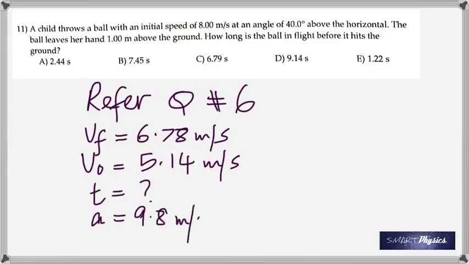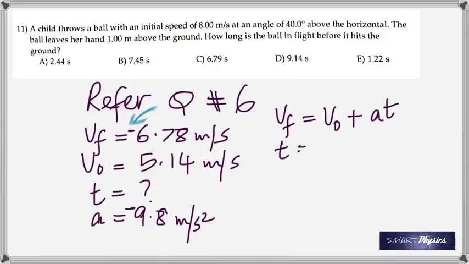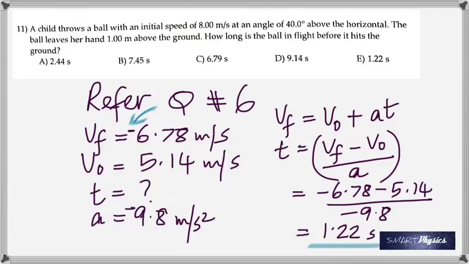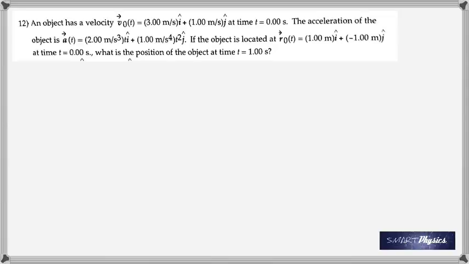The initial is 5.14. A is minus 9.8, and we're looking for time. The final is negative because it's downwards, while the initial is upwards. Rearrange to make time the subject. That gives 1.22 seconds.